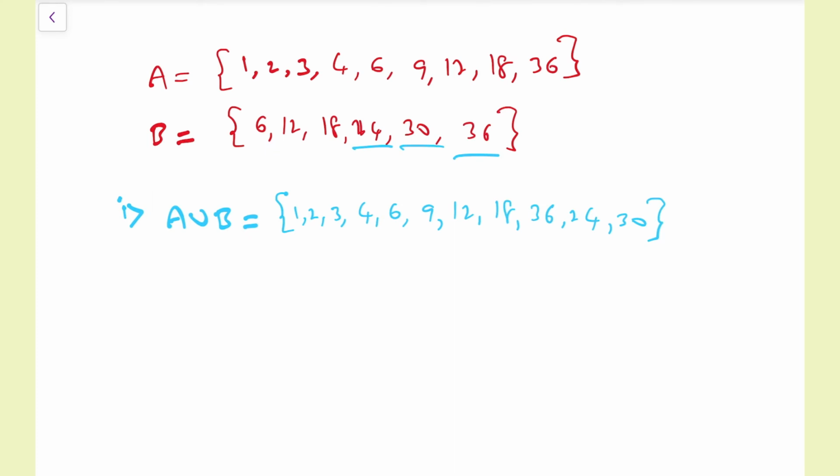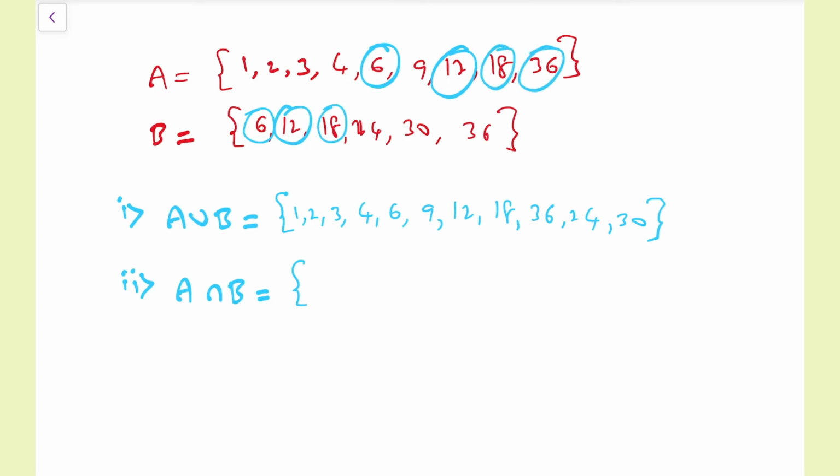Then he is asking also to find out A intersection B. So let us find it out also. A intersection B is nothing but the elements which are common in both the sets. 6 is common, 12 is common, 18 is common, 36 is common. So 6 comma 12 comma 18 comma 36 will be the set A intersection B.